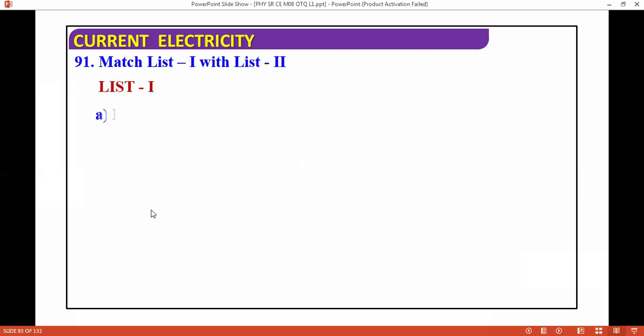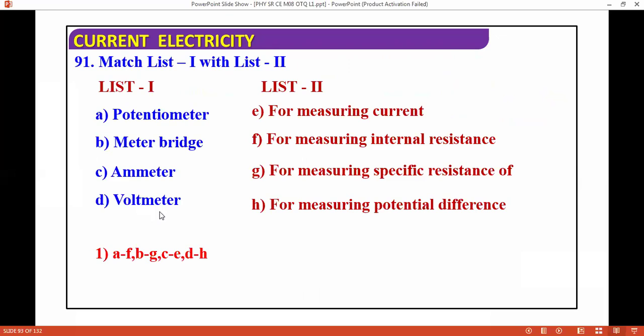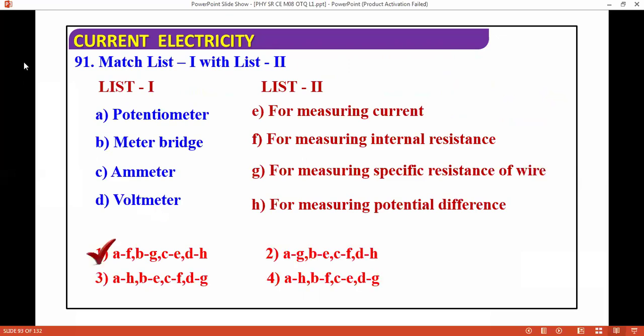We have a match the columns question. The correct answer is about the potentiometer. Potentiometer is for measuring internal resistance. Then what about the meter bridge? The meter bridge is for measuring the specific resistance of the wire. Then what about the ammeter? The ammeter is for measuring current. Then the voltmeter is for measuring potential difference.